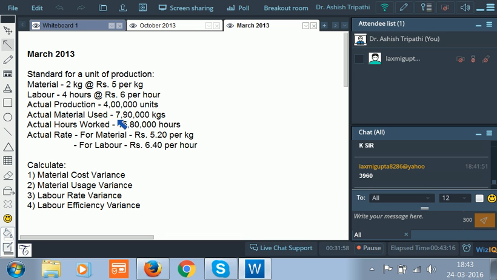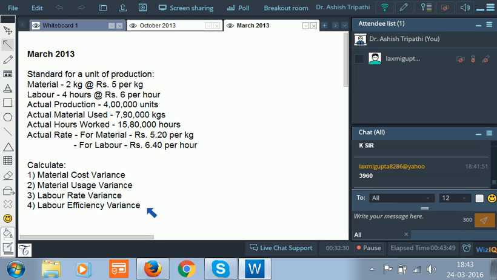Actual production 4 lakh units. Actual material used 7,90,000 kgs. Actual hour worked 15,80,000 hours. Actual rate for material rupees 5.20 per kg, and for labor it is 6.40 per hour. Calculate first material cost variance, material usage variance, third labor rate variance, and labor efficiency variance.